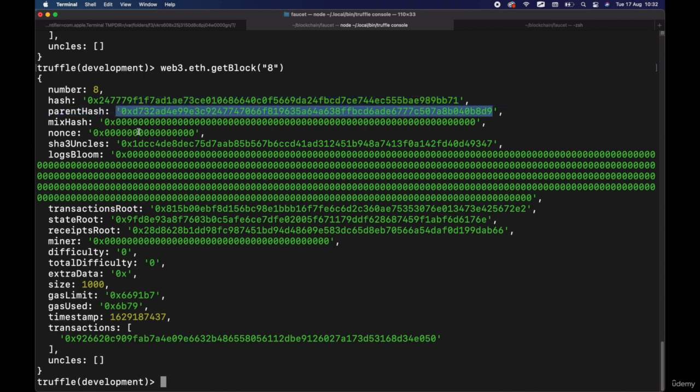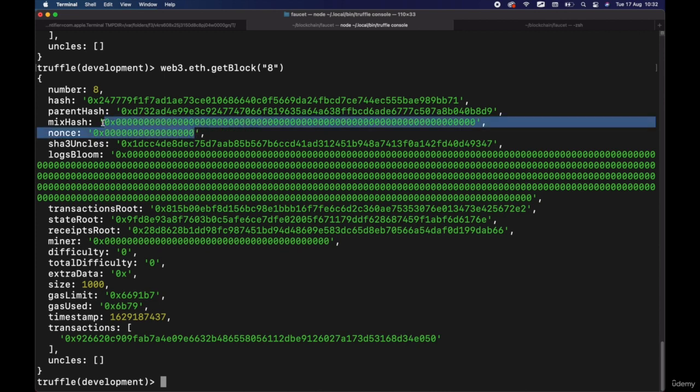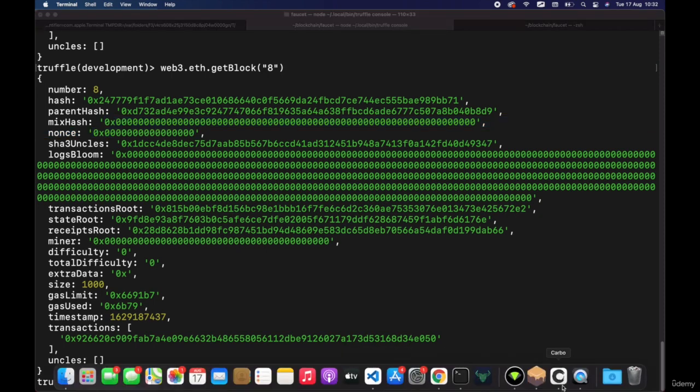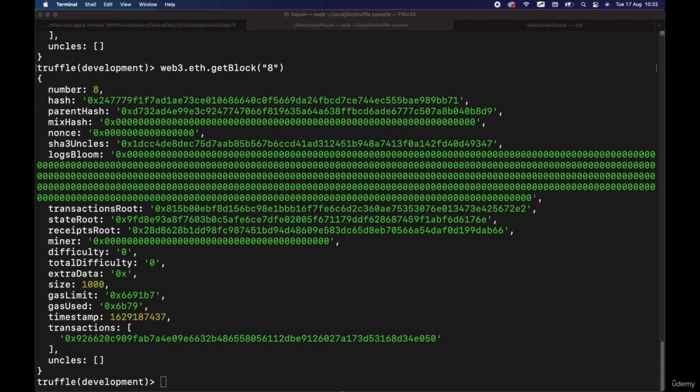Then you have the mix hash and the nonce. These two parameters are very important because thanks to these parameters, the block is added into the blockchain. You can imagine, I will maybe draw it for you. And actually, it would be better to show you something else.